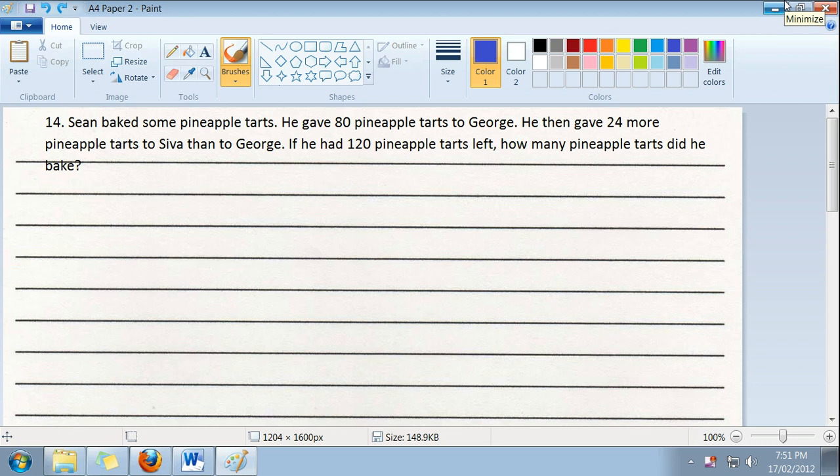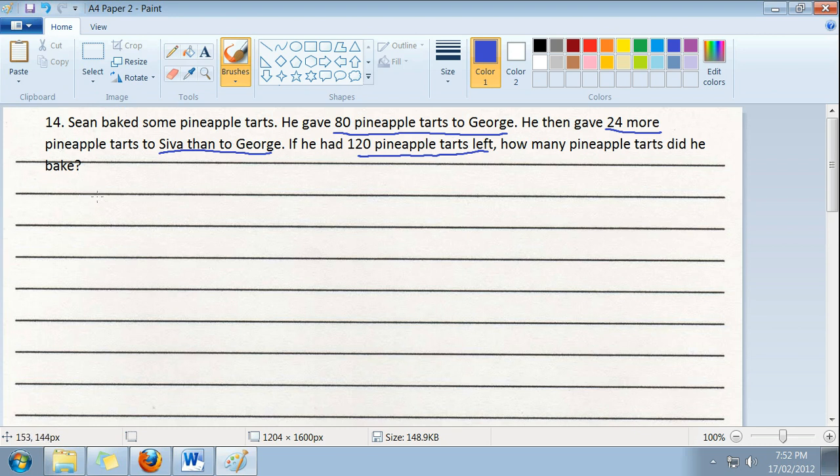This is actually a very simple problem. Where most people would go wrong is the wording. Okay, so let's underline the key words. So we know that Sean baked some pineapple tarts. He gave 80 pineapple tarts to George. He then gave 24 more pineapple tarts to Siva, then to George. If he had 120 pineapple tarts left, how many pineapple tarts did he bake?